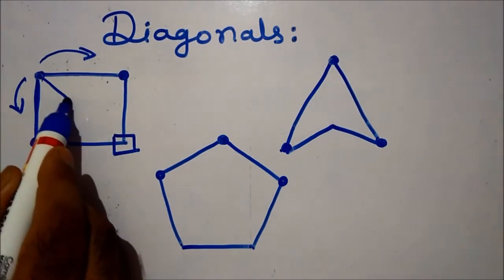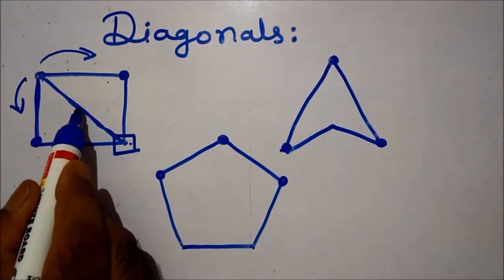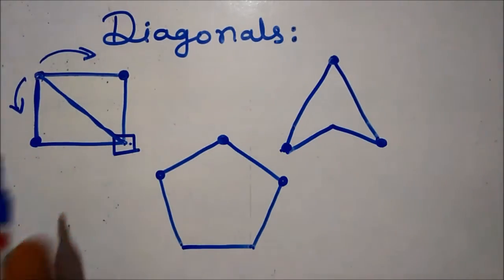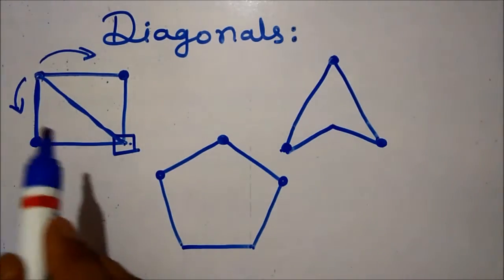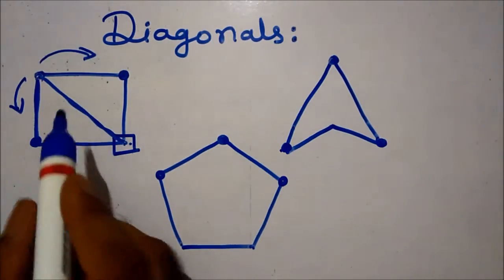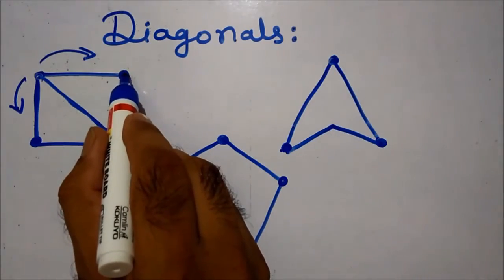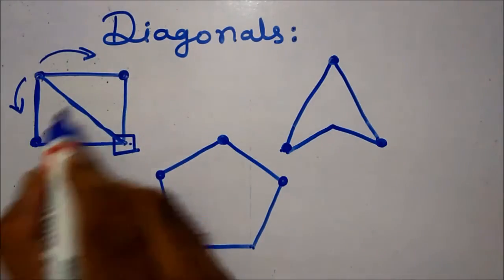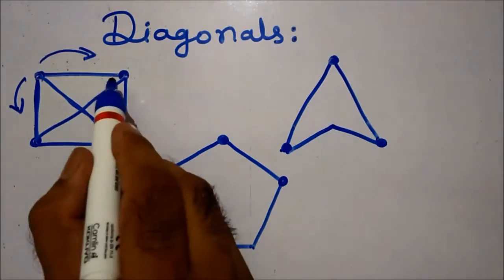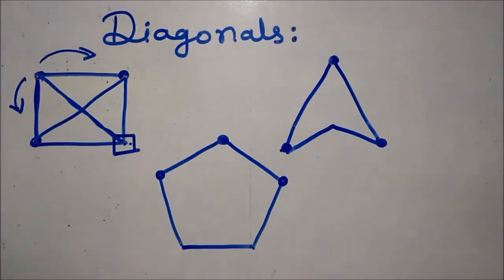The line segment joining, this line segment is joining two non-consecutive vertices, and hence this is known as a diagonal. Same way, for this vertex, the non-consecutive vertex is this. So hence we have two diagonals in a quadrilateral.